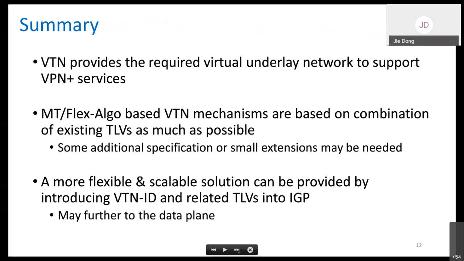Okay, so in summary, we think the VTN here provides the required virtual underlay network to support the VPN Plus services. This is the meaning of the VTN. And the multi-topology and flex algo based mechanisms are basically a combination of the existing TLVs, and we try to reuse existing encodings as much as possible. Well, some additional specification or extensions may be needed to fulfill the required features. Lastly, we also propose a flexible and scalable solution to meet some specific requirements, but the protocol extensions will be more than the previous two solutions in either the control plane or the data plane.